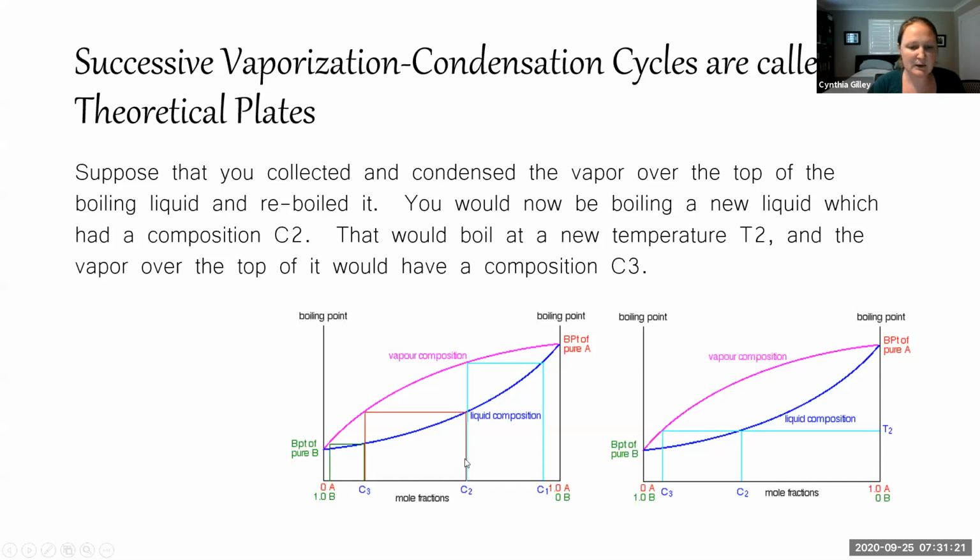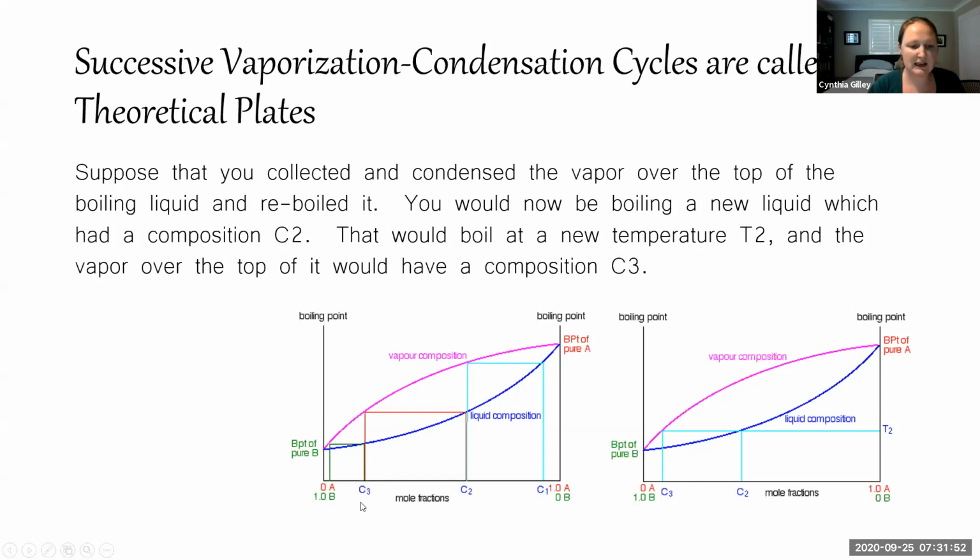So if you take that liquid mixture, which is now more enriched in B than A, and you heat it again, it's going to have a lower boiling point, right? Temperature T2, which is this red line here. And the reason why it's going to have a lower boiling point is because it has more of B in it, right? B has the lower boiling point. So eventually it will boil, right? If you collect the vapor above the liquid, it's going to have composition or mole fraction C3.